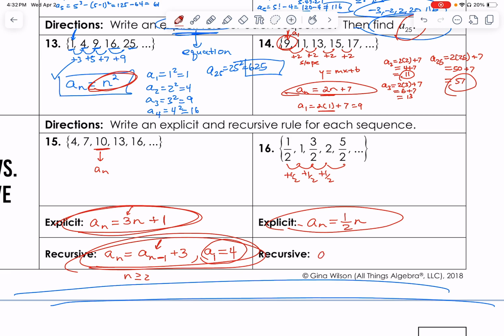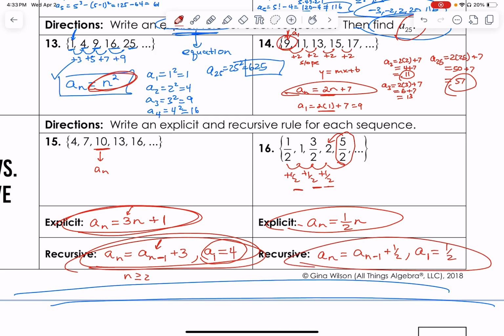My recursive would be a sub n is equal to, I'm adding 1/2 every time. So if I want to find 5/2, I would take the previous plus 1/2. And then I would say, where does it start? I'm going to let my first term be 1/2. There it is. There's the recursive.